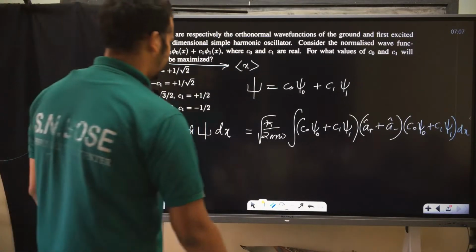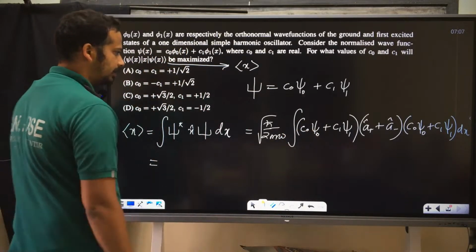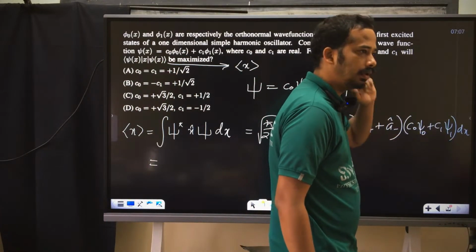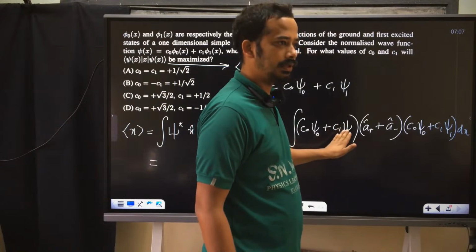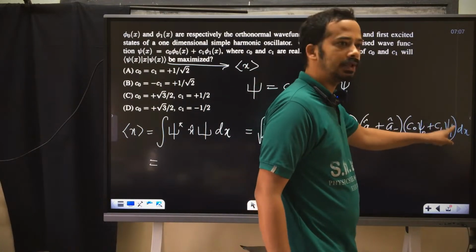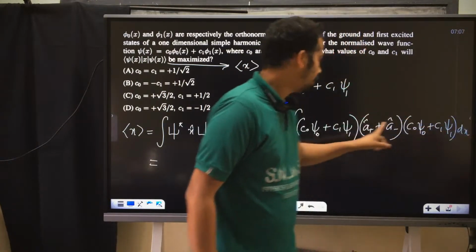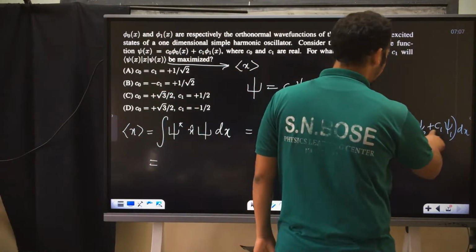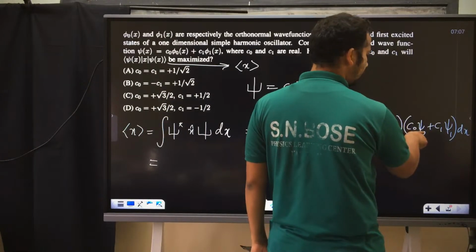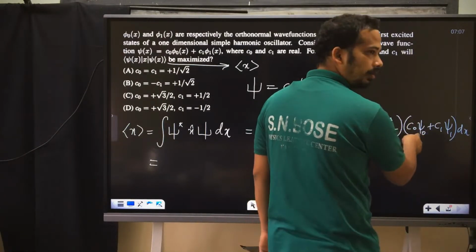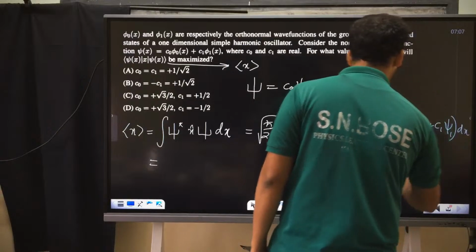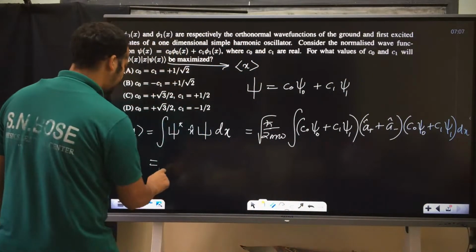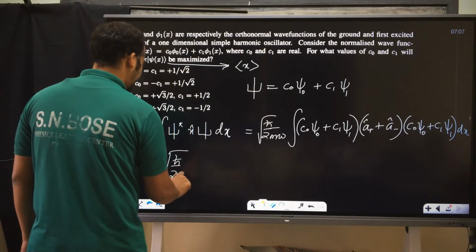Now among many, only the A plus operator on psi naught becomes root 1 into psi 1. That is needed because you have that psi 1 state. But the A plus operator on psi 1 becomes psi 2. Psi 2 is orthogonal to both of these, so its inner product will be 0. The A minus operator on psi naught gives 0, the lowest state. The A minus operator on psi 1 becomes root 1 into psi 0. So that's why root of h bar by 2m omega.